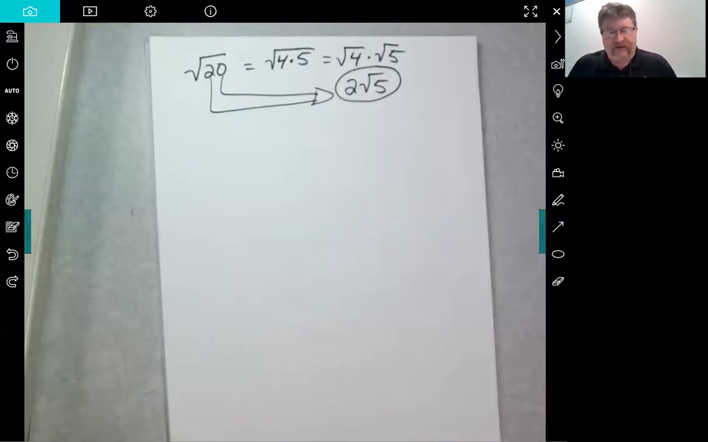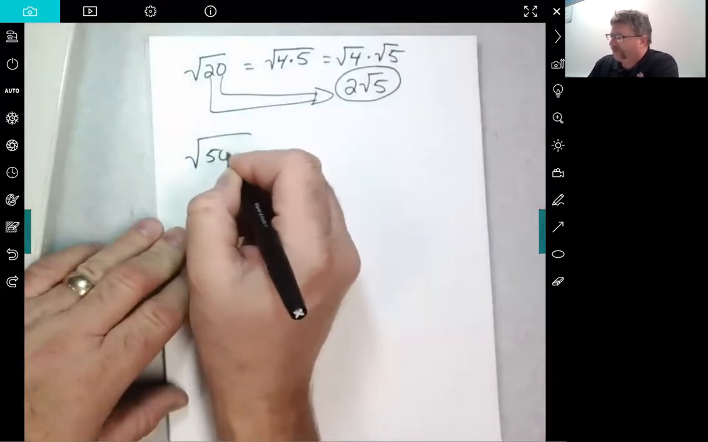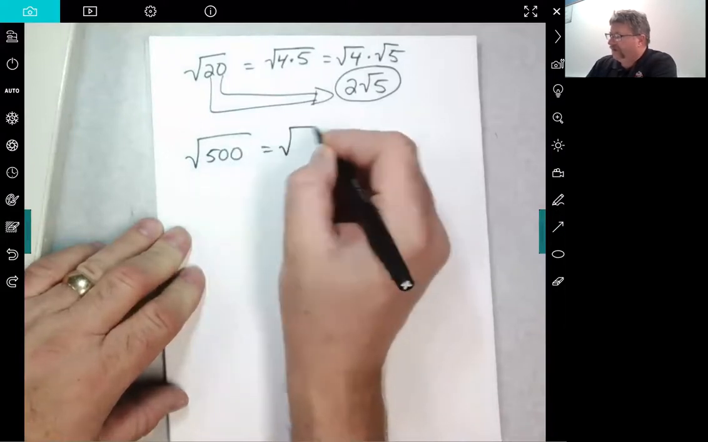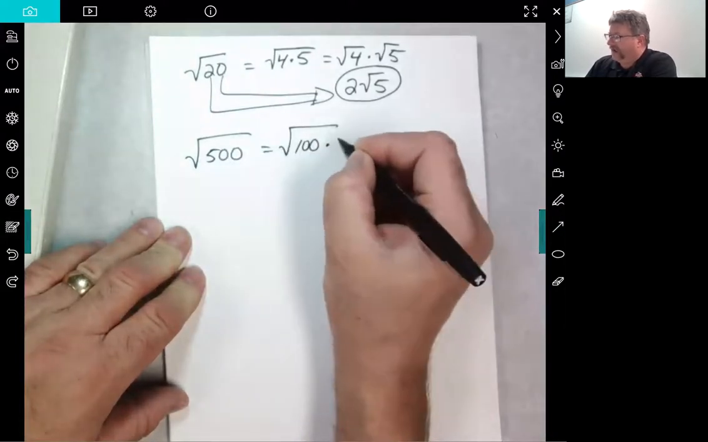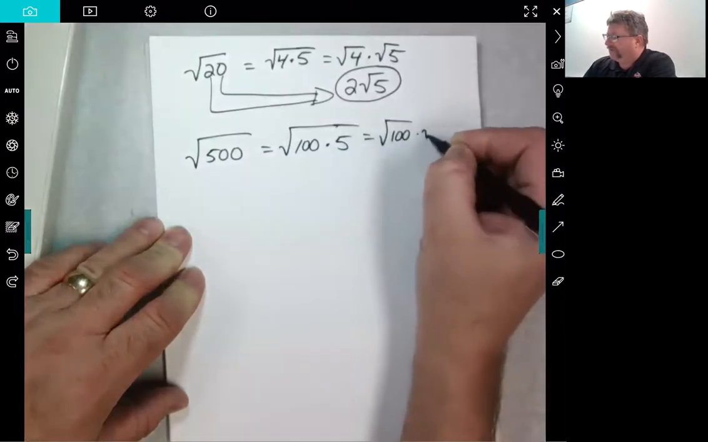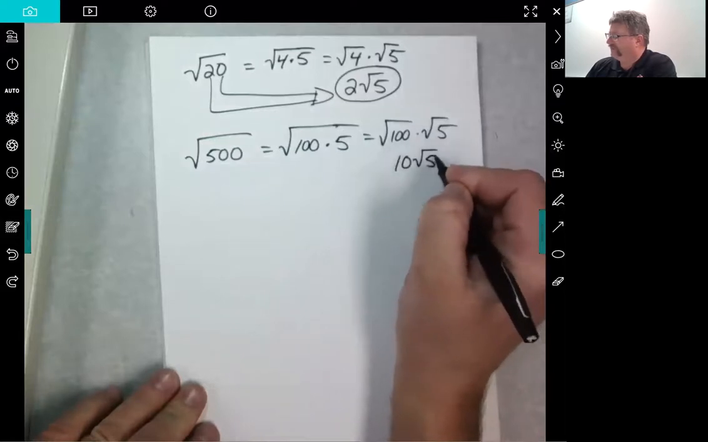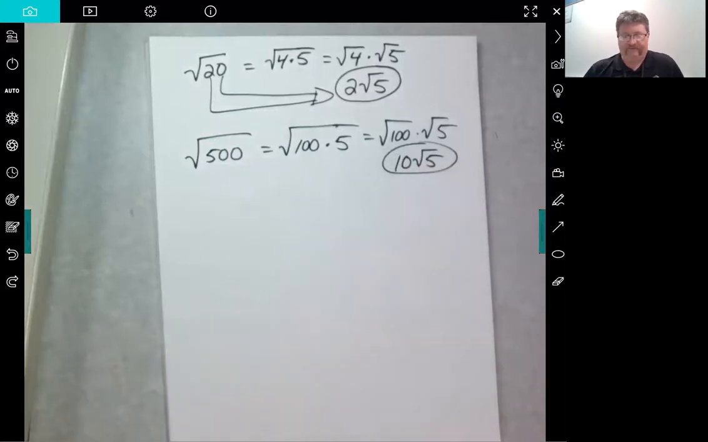That's what we always want to do as we have any radical left in our answer. How about radical 500? Well, it's radical 100 times 5, which is radical 100 times radical 5, and radical 100 is just a good old 10. So 10 radical 5. You have to be able to spot the perfect square roots, though.